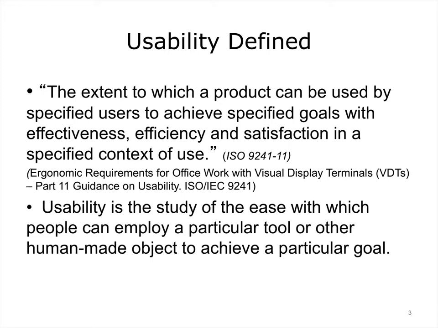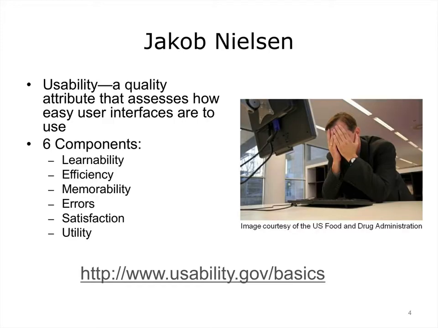Dictionaries define usability as the study of the ease with which people can employ a particular tool or other human-made object to achieve a particular goal. Obviously, John Denver did not find the fuel tank switch over to be easy, with tragic consequences. The Denver tragedy illustrates an unintended consequence of poor design.